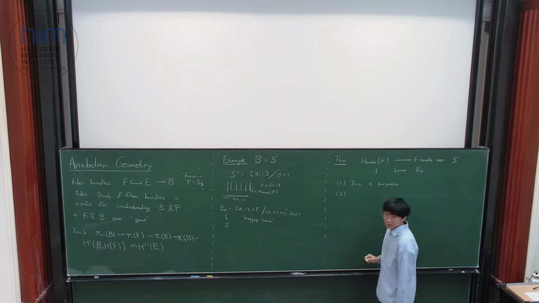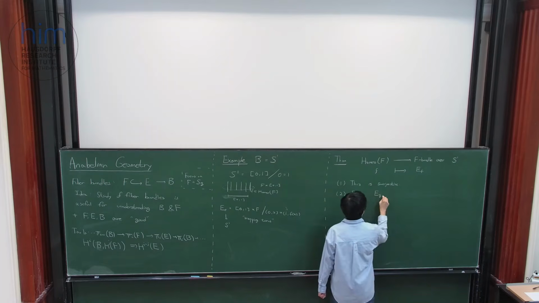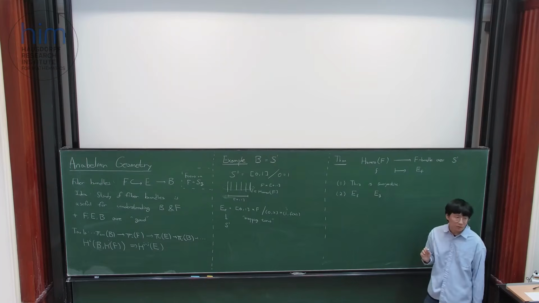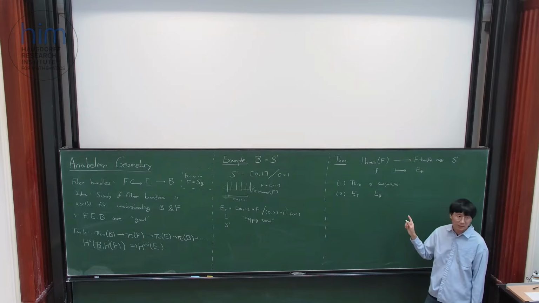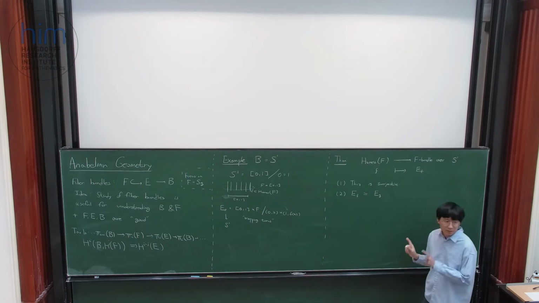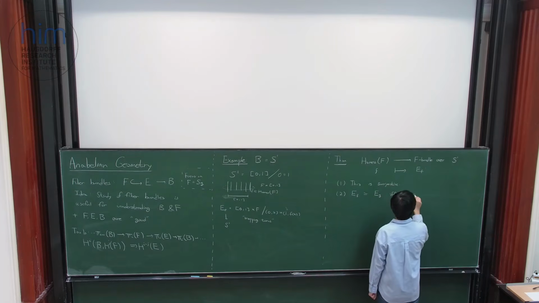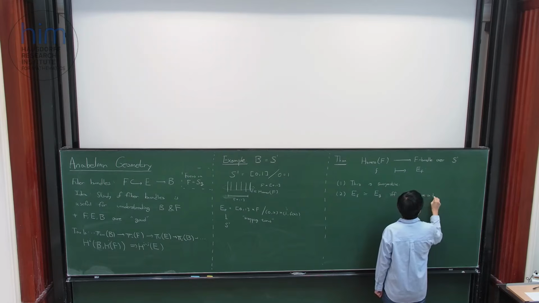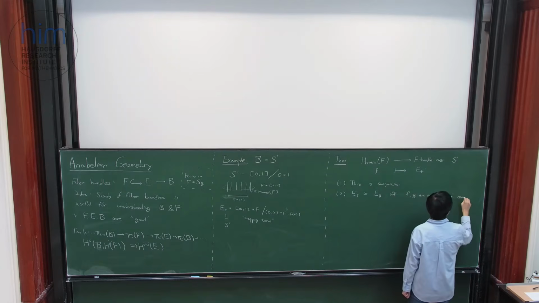And the second interesting fact is this. We have two different mapping tori given by homomorphisms f and g. And we can ask when they are equivalent to each other. The answer is that they are equivalent to each other if and only if f and g are in the same connected component.